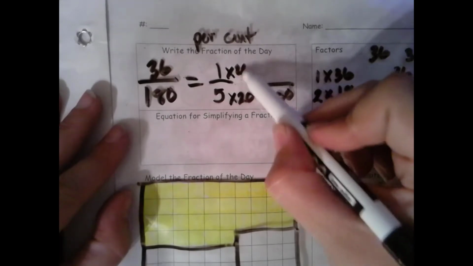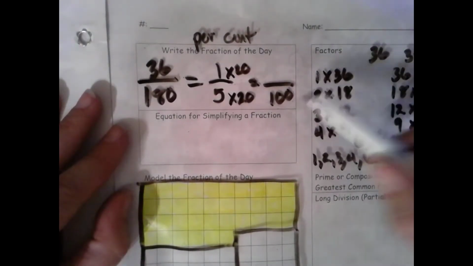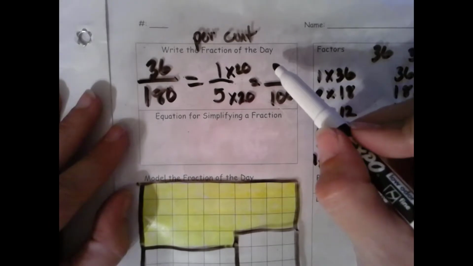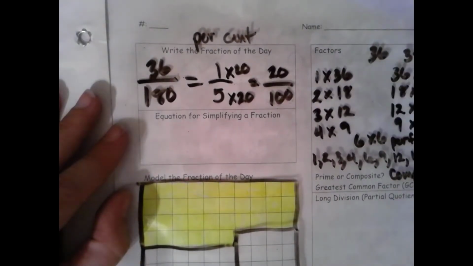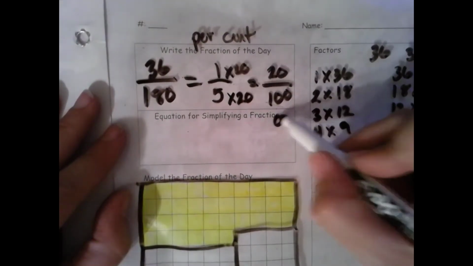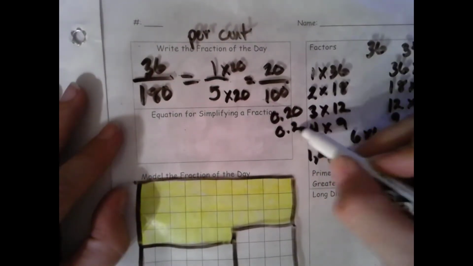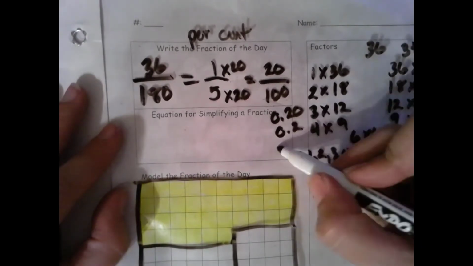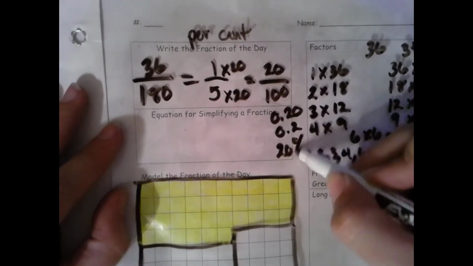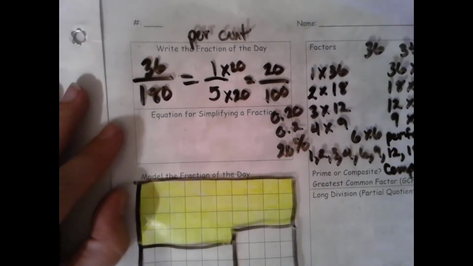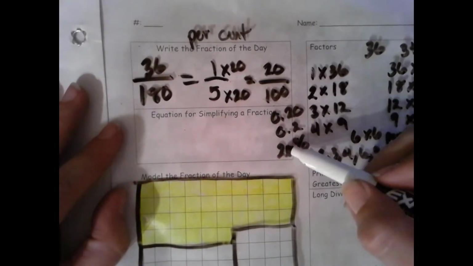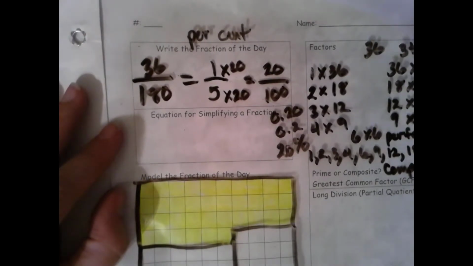So I'm getting an equivalent fraction with a denominator of 100. 1 times 20 is 20. So 20 hundredths, which is the same as 2 tenths, which is the same as 20%. We have completed 20% of the school year. We have 80% left. So we've done our division with our model.